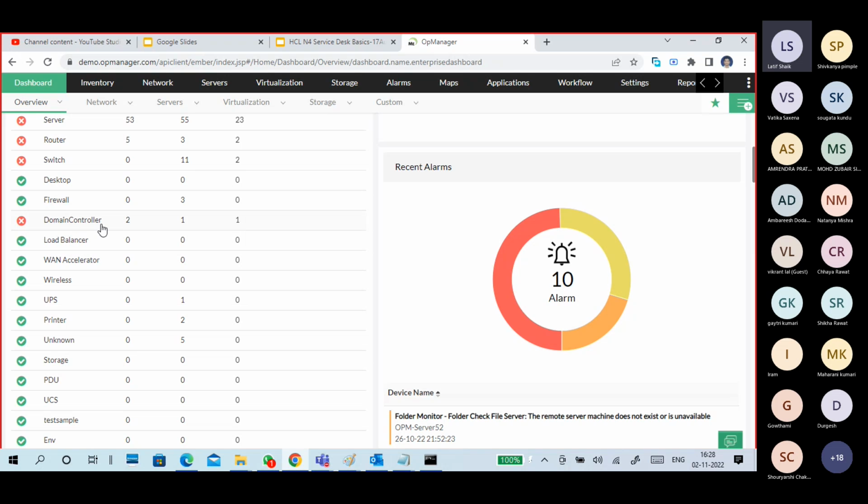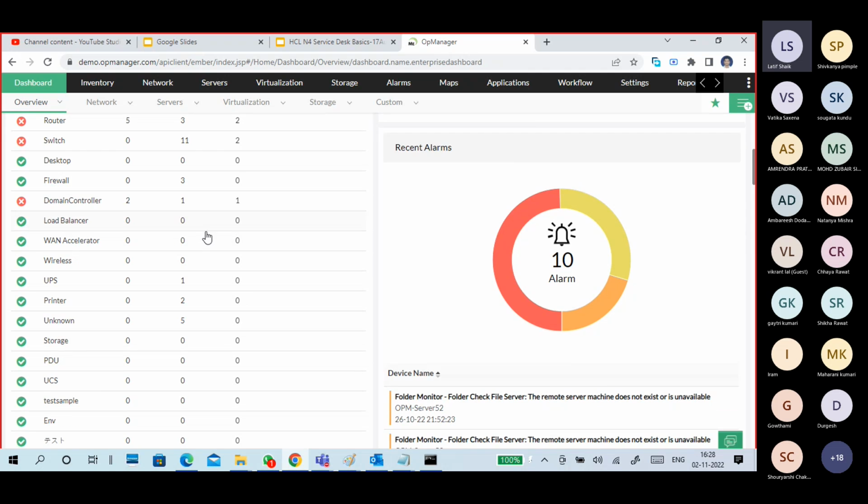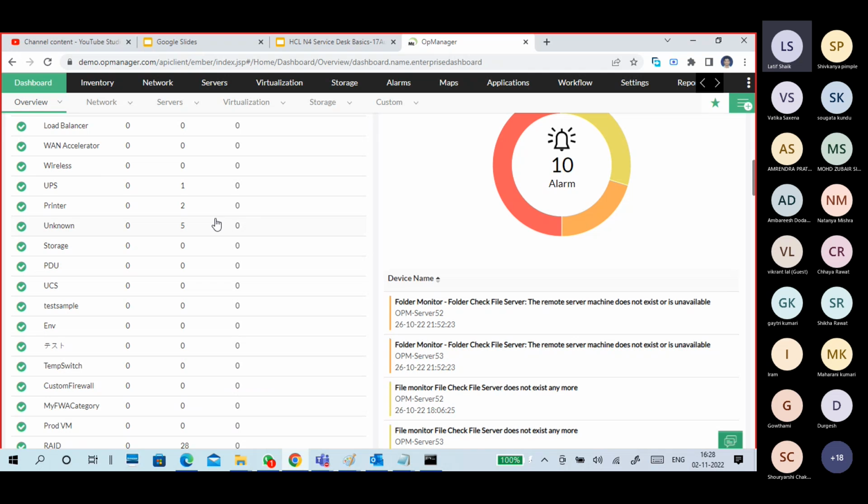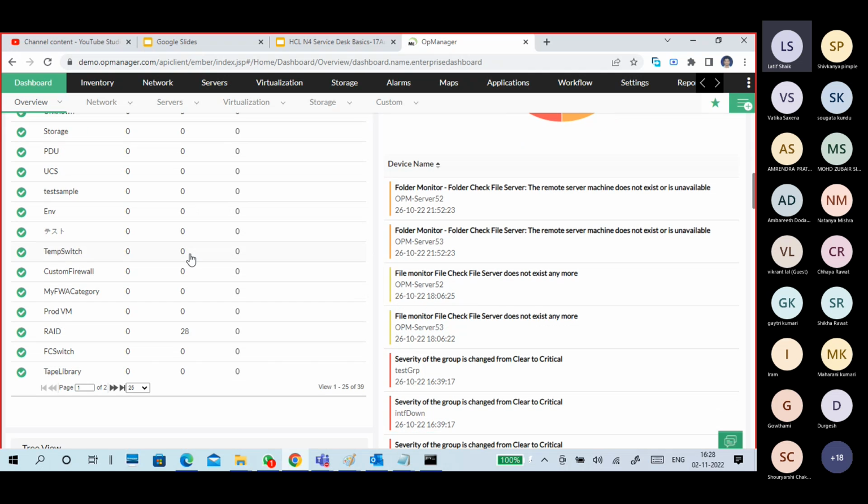Okay. So domain controller, you can see there is one domain controller, and that domain controller itself is a problem. There are no load balancers and other things. UPS is one, no problem. Two printers, no problem currently. Storage, no storage kind of stuff. RAID configuration is there, 28 devices, no problem.